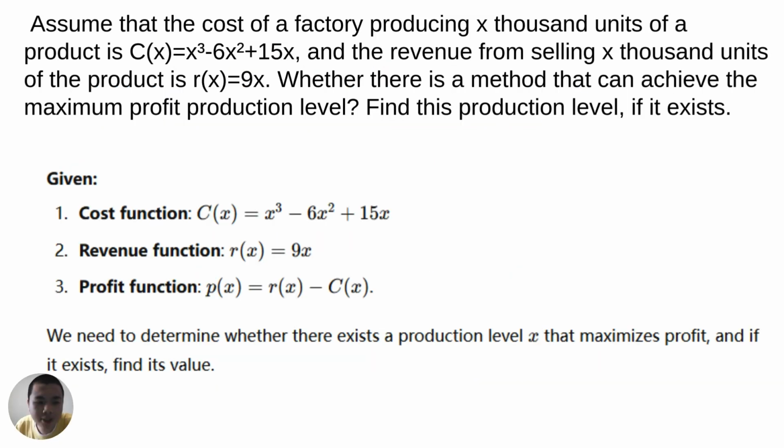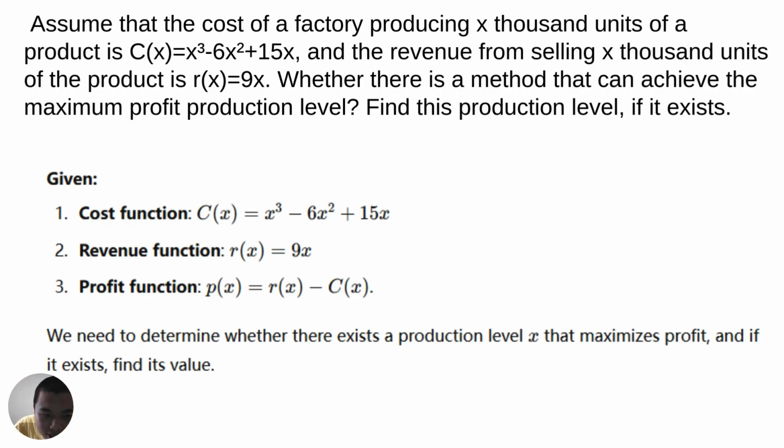Okay, let me introduce the second example. We assume that the cost of a factory producing x units of a product is C(x) = x³ - 6x² + 15x, and the revenue from selling x thousand units of the product is R(x) = 9x. Is there a production level that achieves the maximum profit? Find the production level if it exists.